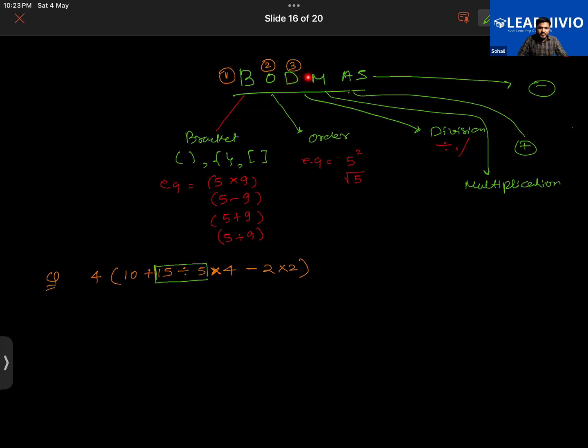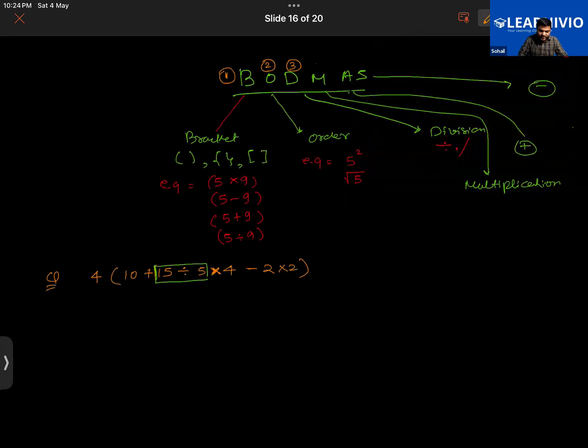After division, you would be doing multiplication. So the next order that has to be followed should be multiplication, then addition, and then at the last, subtraction. Let's carry it out. So this will become 3 right now. So you have 10 plus 3 multiplied by 4 minus 2 multiplied by 2.